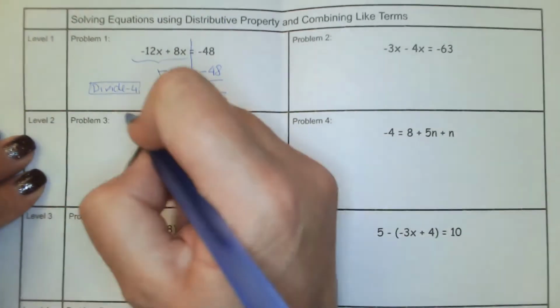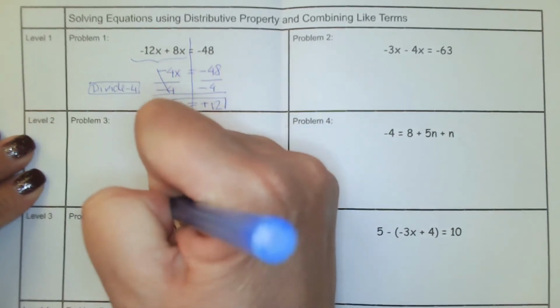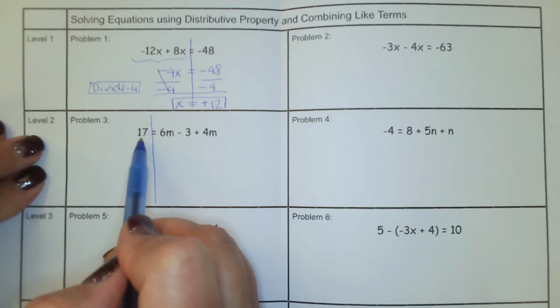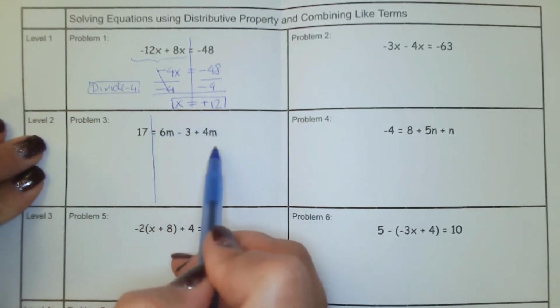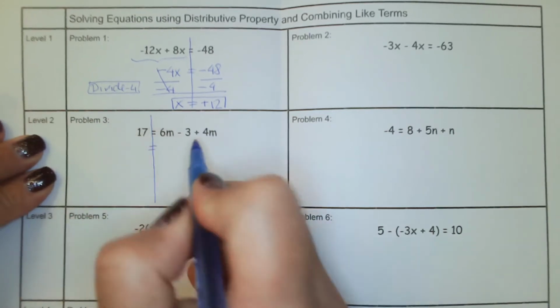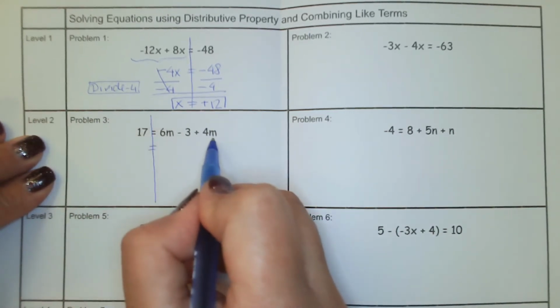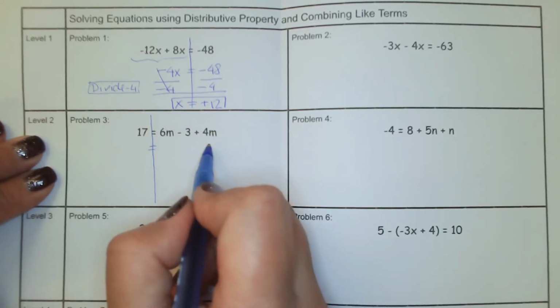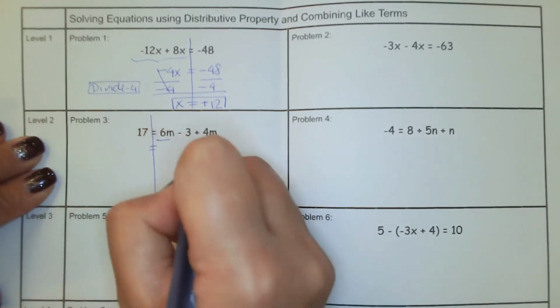Level 2. Let's see what happens here. On the left side, I have a constant, so I don't have much to do here. All my variables are involved on the right-hand side. So what we do is look, do we have parentheses? No, so we don't distribute. Do we have like terms? Yes, so we have to combine them.